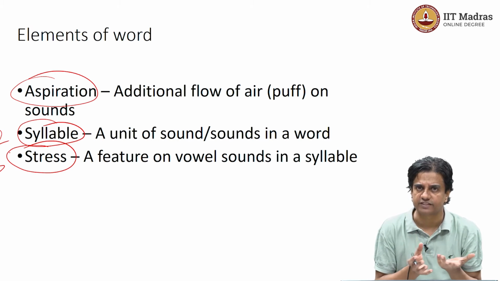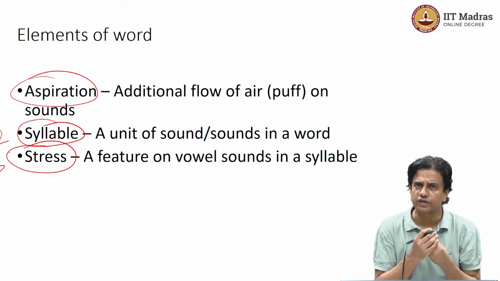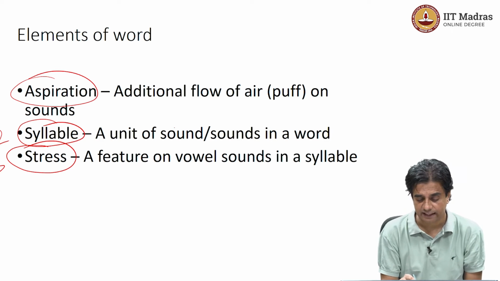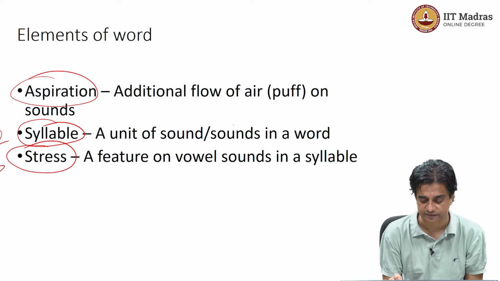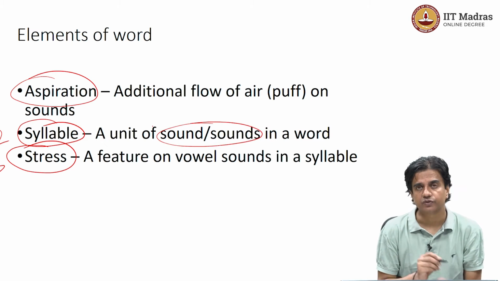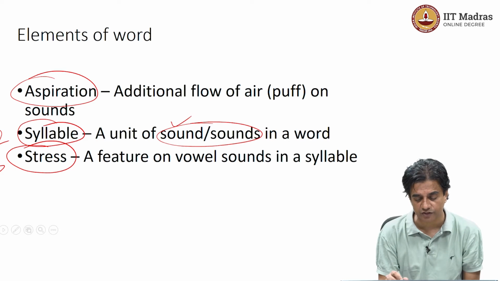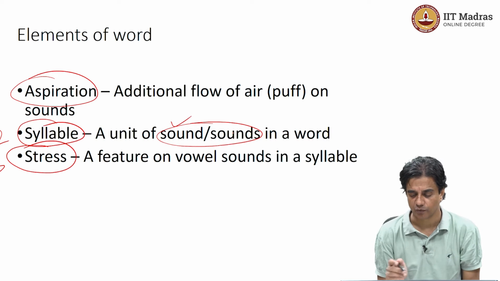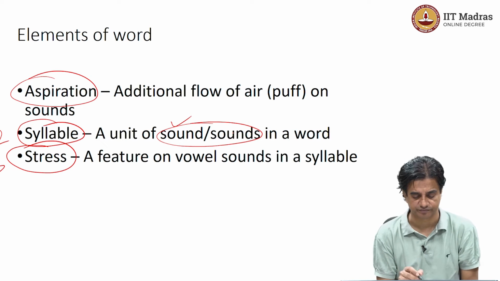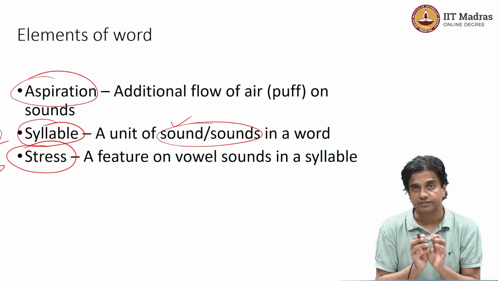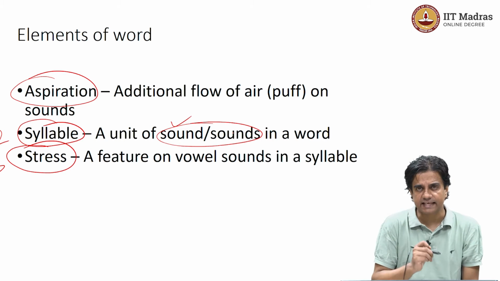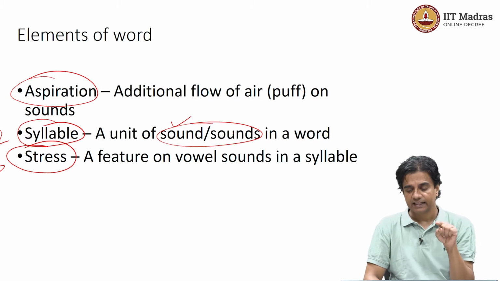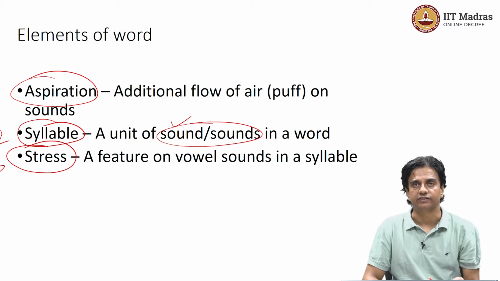A word is made of sounds, and so is a syllable. A syllable is a unit of a word and it's made of sounds. A syllable could be one single sound, and it could be a group of sounds, but eventually it's a unit in a word. And stress is a feature on a vowel sound in a syllable or in a word.